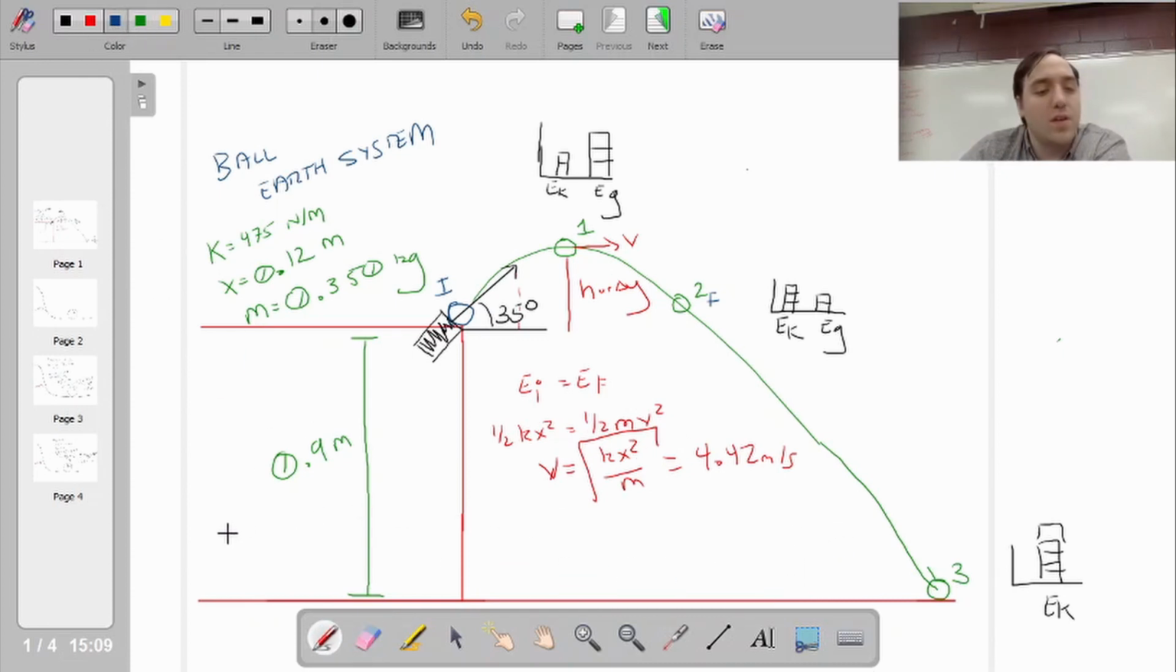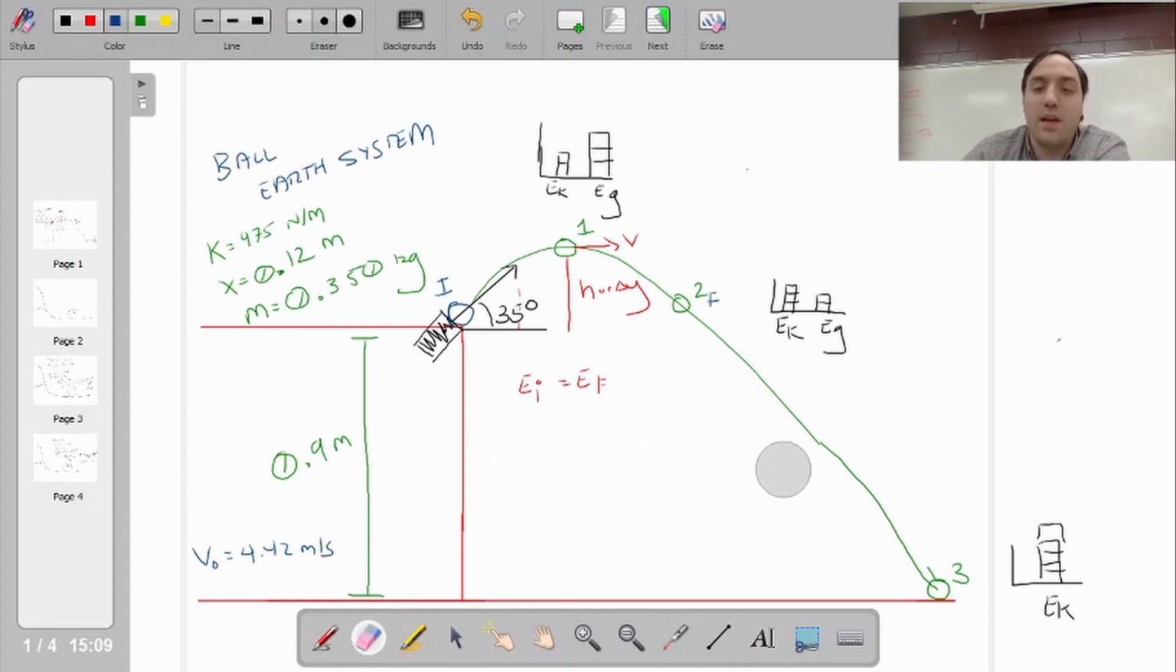That's totally viable. But what I would rather do is go about it a slightly different way. Let's take this V initial, set it off to the side, and instead look at it like an energy problem. Because my energy here will equal my energy at the top. E initial equals E final. And the 1/2 kx squared will equal my mgh plus my 1/2 mv squared. I know the mass, I know g, and I'm looking for h. All I need to know is this v.